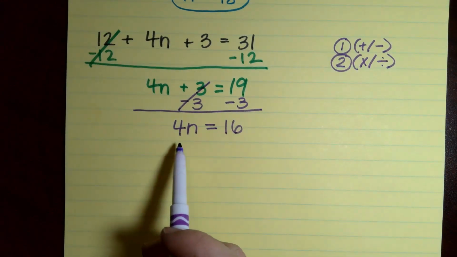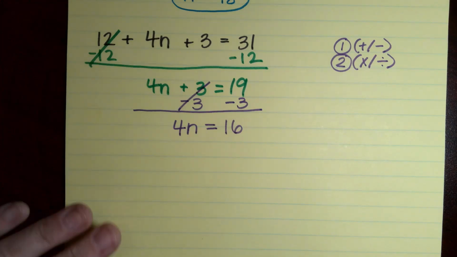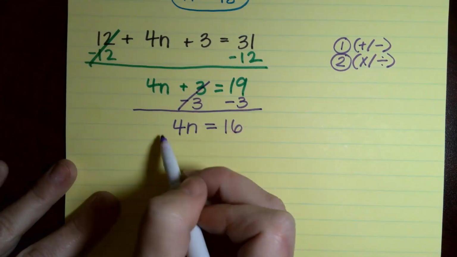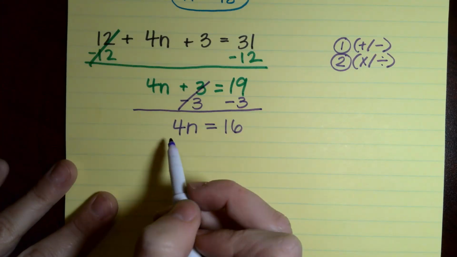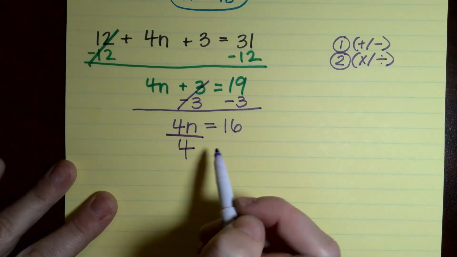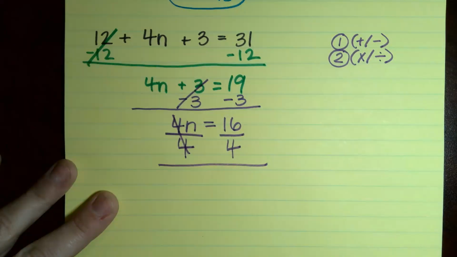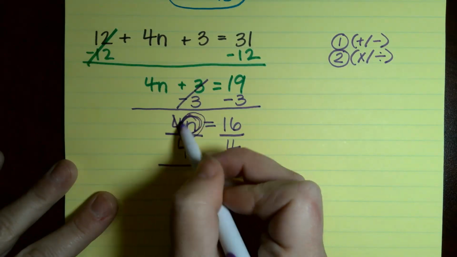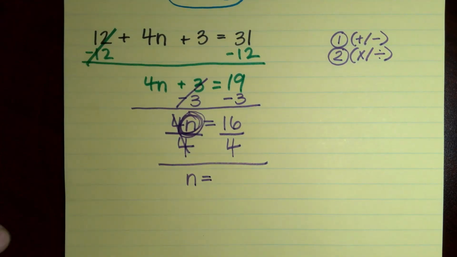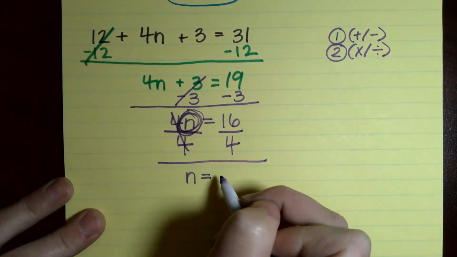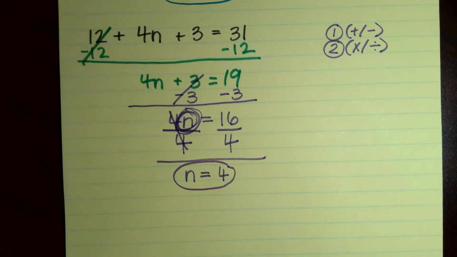Whole new equation now, guys. I've got 4 times n equals 16. How am I going to solve for n? Divide. I've got a multiplication problem. To isolate that n, to get it by itself, I need to get rid of the 4. Since we're multiplying, we divide. Division is going to cancel it out. So, my 4's cancel. I'm left with n all alone, so I'm going to bring that down. N equals, what is 16 divided by 4? 4. Good. Very good.